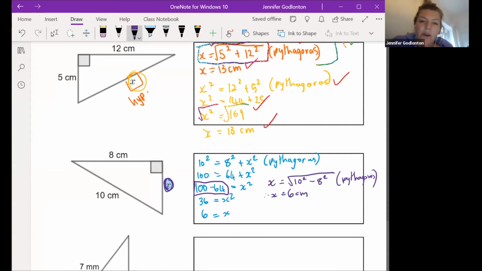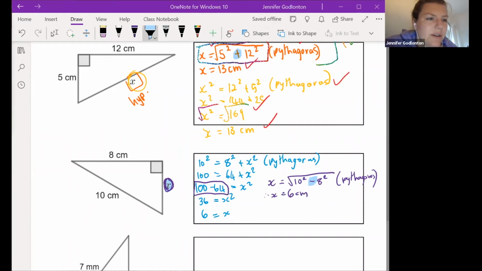And then we can chuck that straight into our calculator, and x would be equal to 6 centimeters. So if we are looking for our hypotenuse, and we're doing it the short way, we just add our two sides. And if we're looking for a side and we're doing it the short way, we take our hypotenuse and we minus the side. And that gives us our answer. Any questions about this?